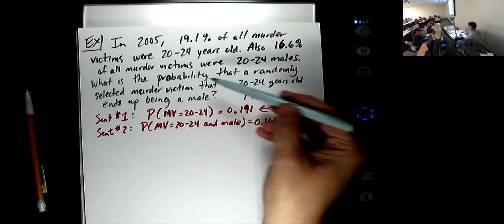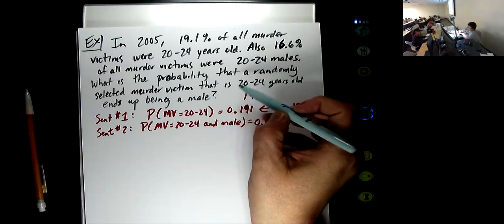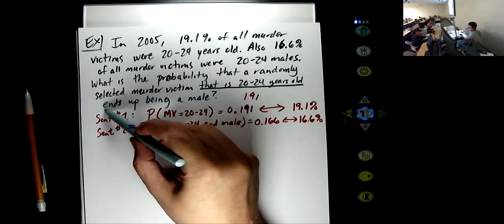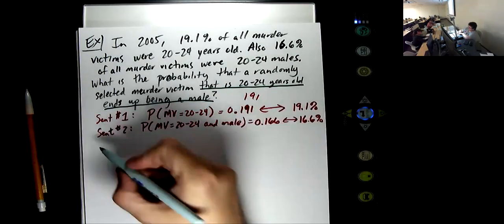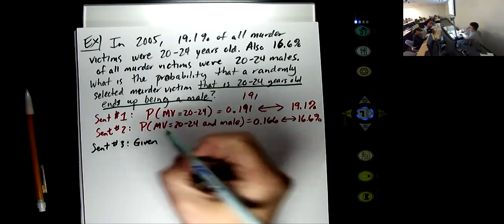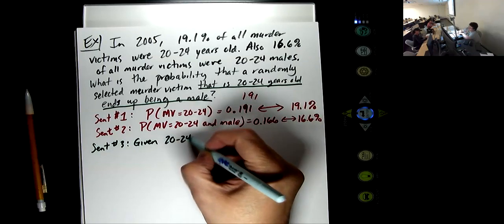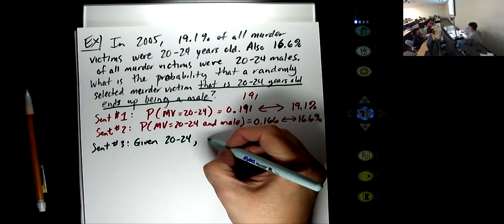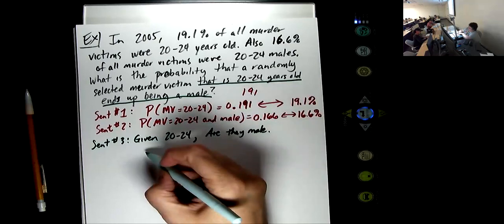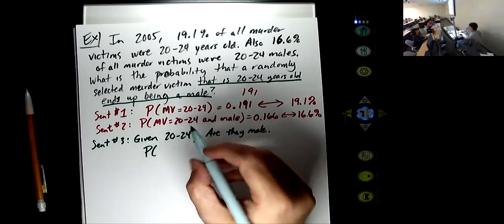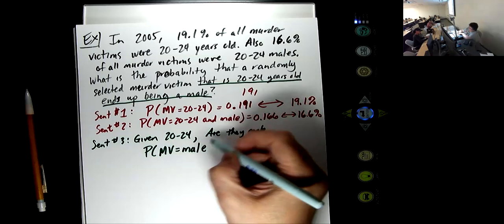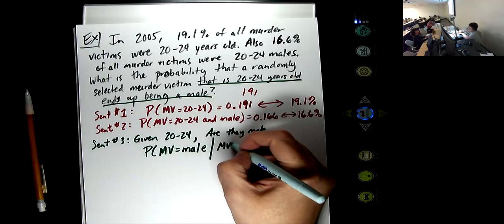Sentence number three: what is the probability that a randomly selected murder victim that is 20 to 24 years old ends up being a male? It sounds like in sentence three, the given part is that they are 20 to 24 years old, and the part we're checking for is, are they male? This, in our new notation, would be the probability that the murder victim is male, given that the murder victim is 20 to 24 years old.